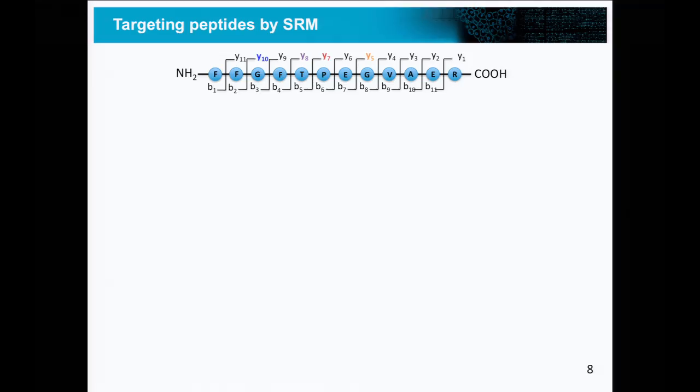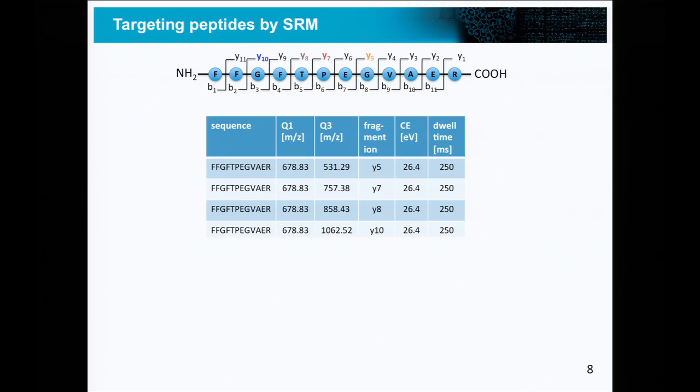Okay, so let's have a look at a specific example and see how one would measure this with SRM. Let's assume we're interested in measuring this peptide up here, and you see indicated the B and Y ion fragment series for this peptide. If we want to measure this peptide now with SRM, what we need to provide to the instrument is a table. And this table must have several columns.